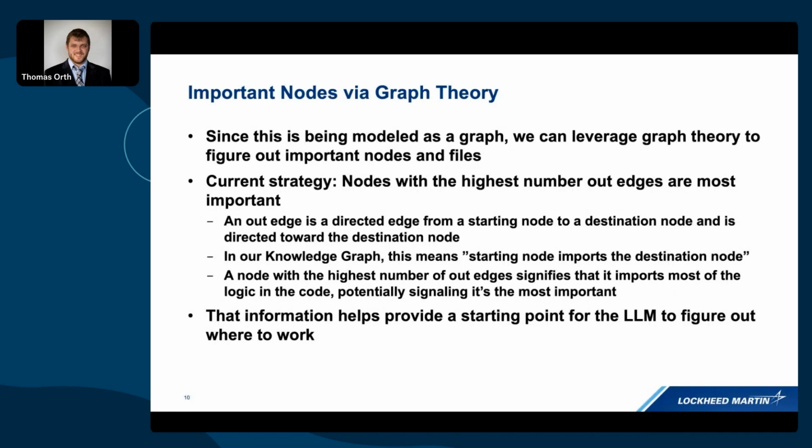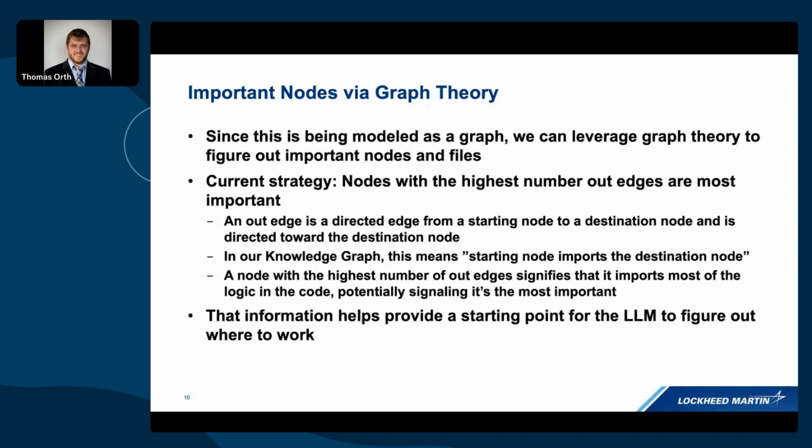Our current strategy is that we look at nodes with the highest number of out edges. Now, for us, an out edge is a directed edge from a starting node to a destination node that captures the import and class interaction relationship. We identify that a node with the highest number of out edges signifies that it imports most of the logic within the code base, potentially signaling that it's the most important part, as it's a key entry point to run the code base, which allows the LLM then to traverse that code base to find the important parts that it needs for a diagram.